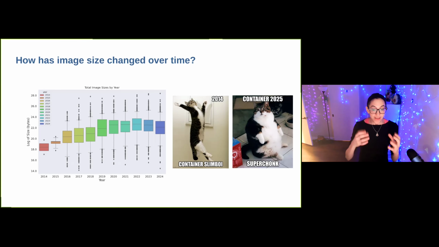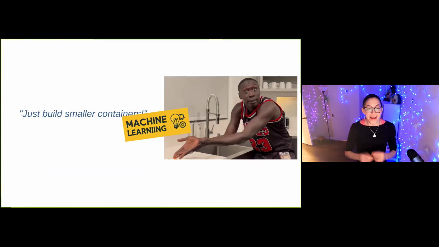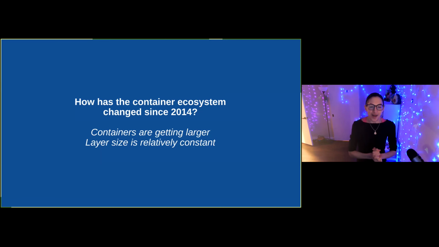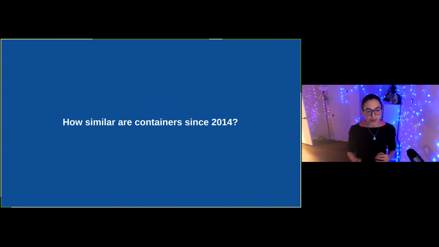I would hope that if containers continue to get bigger with machine learning models and data, that we go back and think about the implications of that and put into build tools or other strategies better ways to not have the costs incurred in something like pulling time, which we're going to talk about. And so just build smaller containers. The machine learning does not afford us to build smaller containers. I don't know if anyone's familiar with that. Okay, so TLDR, how has the container ecosystem changed since 2014? Our containers are getting larger, but the layer size is relatively constant.